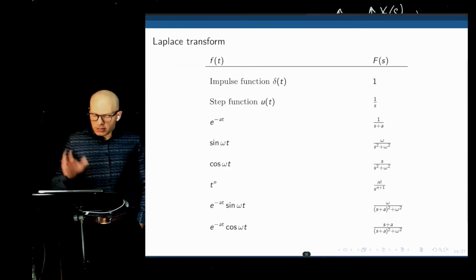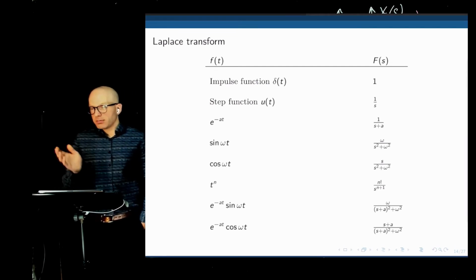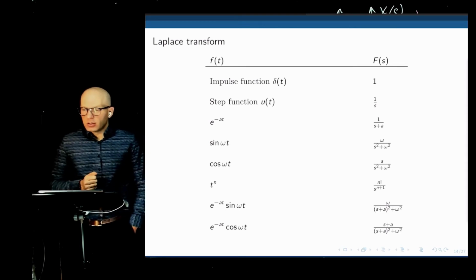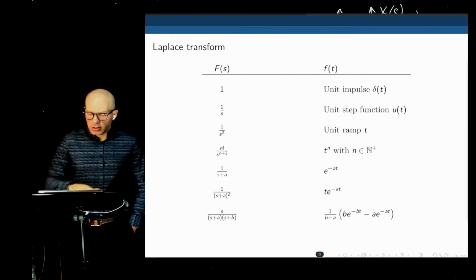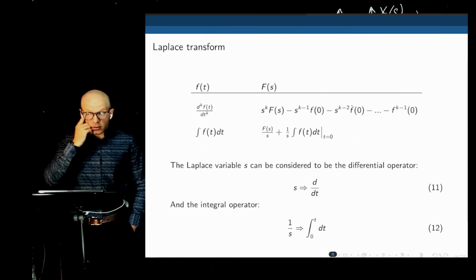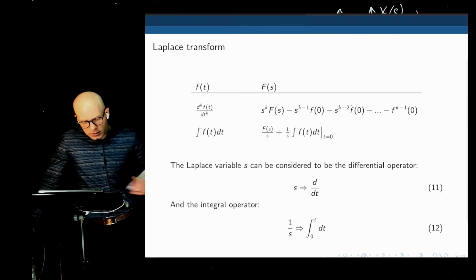So here are some table values for the Laplace transform. This is the forward and the inverse. The impulse function's Laplace transform is simply 1. Step function, 1 over s. Exponential, 1 over s plus a, and so on. All these are tabled here, and also more in the table of Laplace transforms in the other examples.